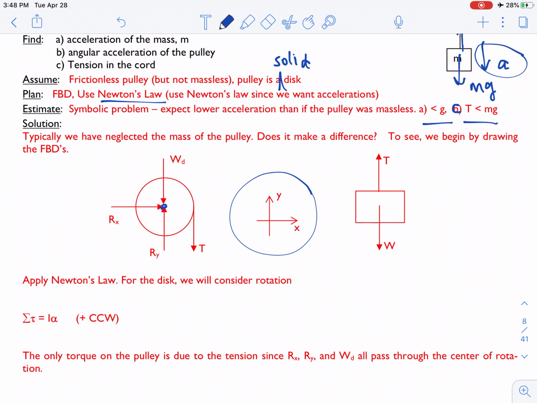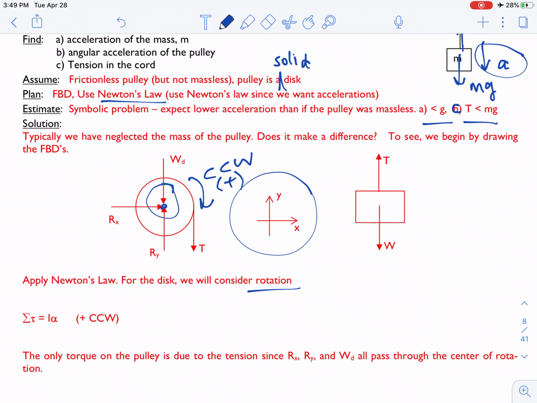Now we are going to apply Newton's law. For the disc, since it is rotating, we are going to use the second law in rotation form. So the sum of torque equals moment of inertia times alpha. Since the rotation is counterclockwise, and the convention is that counterclockwise is positive, this is positive torque. The only torque on the pulley is due to the tension, because the other three forces are acting on the pivot point. They don't have any moment arm like R, and they don't have an ability to rotate the object.